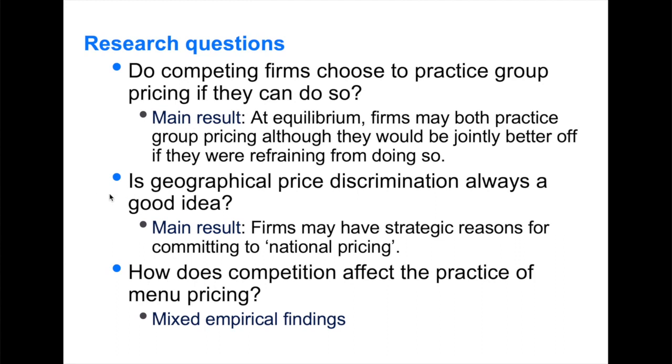We move next to geographical price discrimination, another form of group pricing, and we ask whether it's always a good idea. So here we will stress the result that firms may prefer to commit to some national pricing, so avoid having different prices in different regions, and they will do so for strategic reasons that we will uncover.